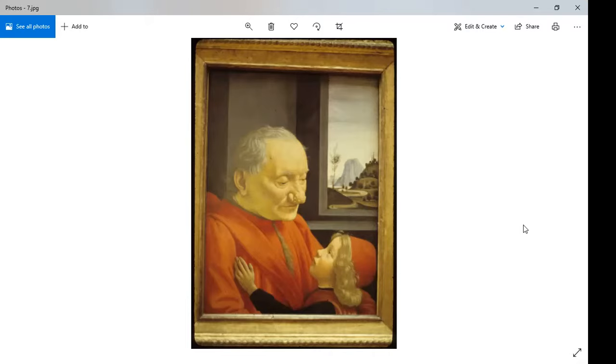The artist's name is Ghirlandaio. I'll spell it again, Ghirlandaio. 1480 is the year. Sorry, someone had a question? Okay. The point is, who was Ghirlandaio?